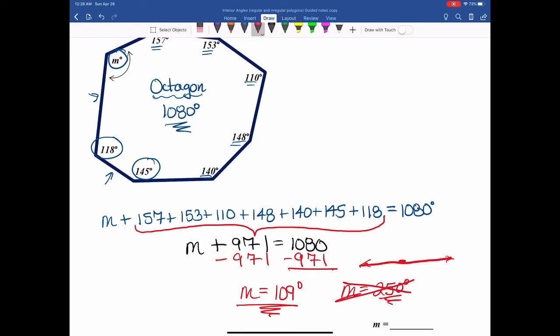Also, on the other end of the spectrum, let's say M equals 15 degrees. Well, that definitely does not look like 15 degrees either. You can't always base it on how it looks. So you might want to double check if you're getting these crazy numbers. But yeah, M equals 109 degrees.